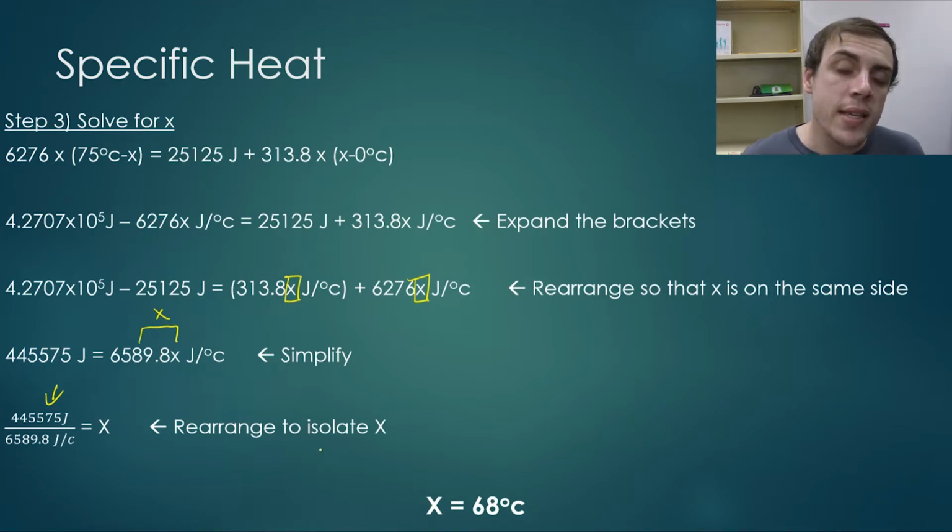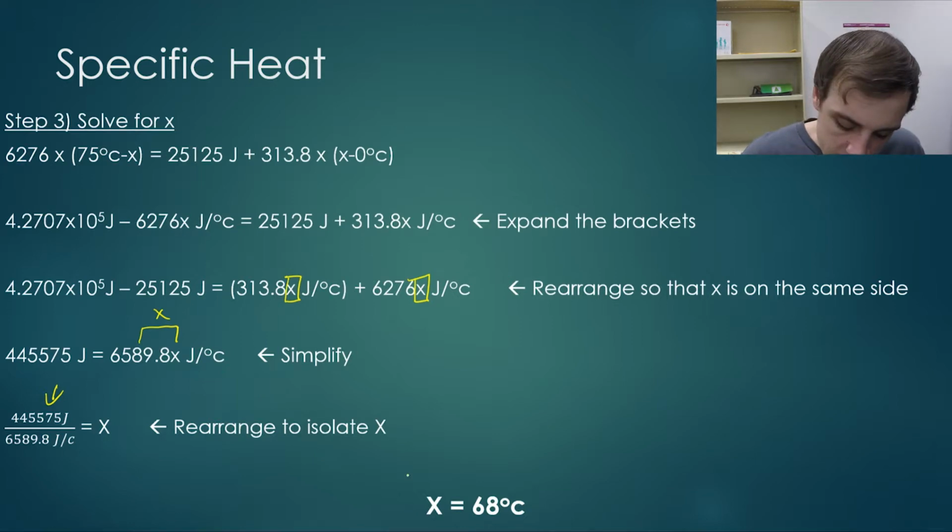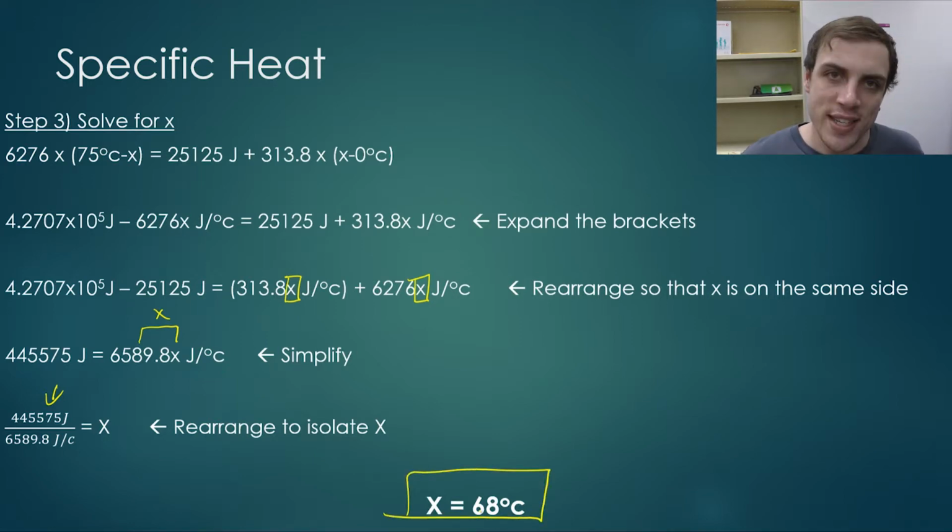So what that means is if we got 75 grams of ice at 0 degrees and placed it into a beaker of water, 1,500 grams of water, at 75 degrees Celsius, the overall temperature when the ice has melted and has formed an equilibrium will be 68 degrees Celsius.